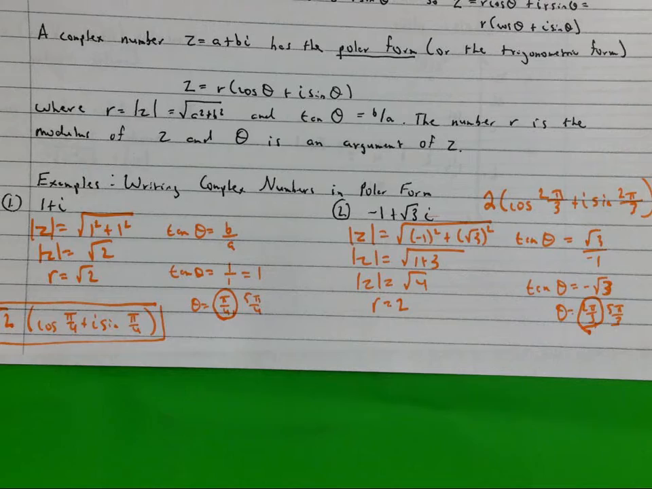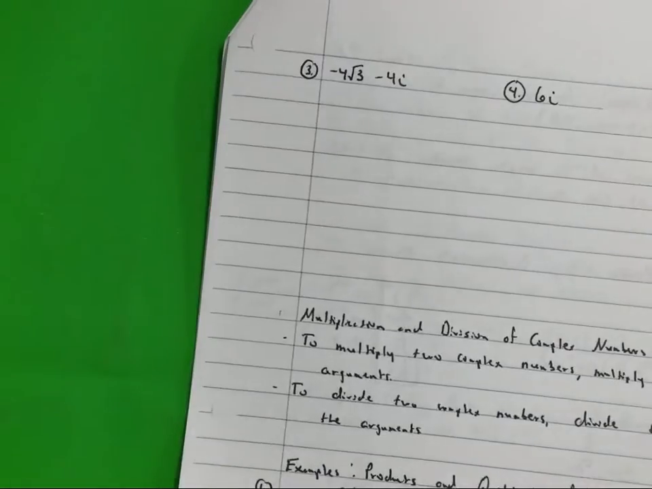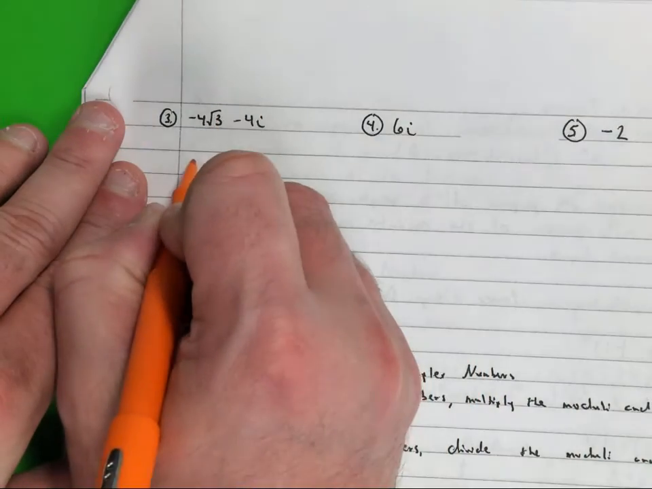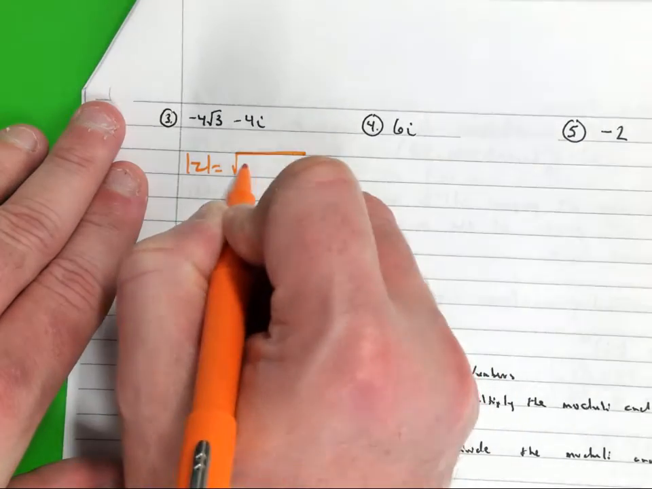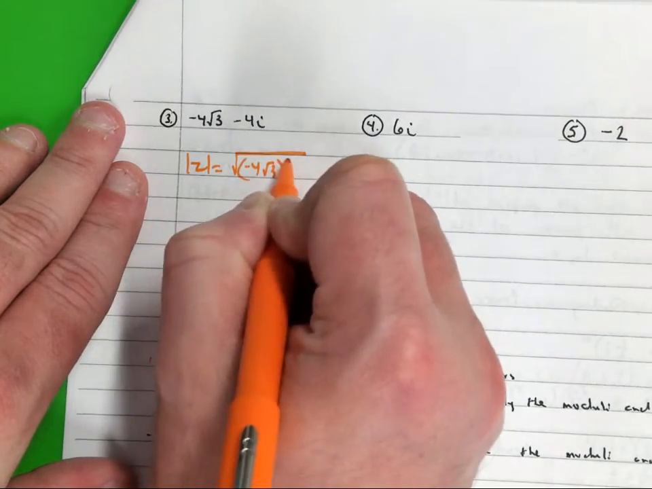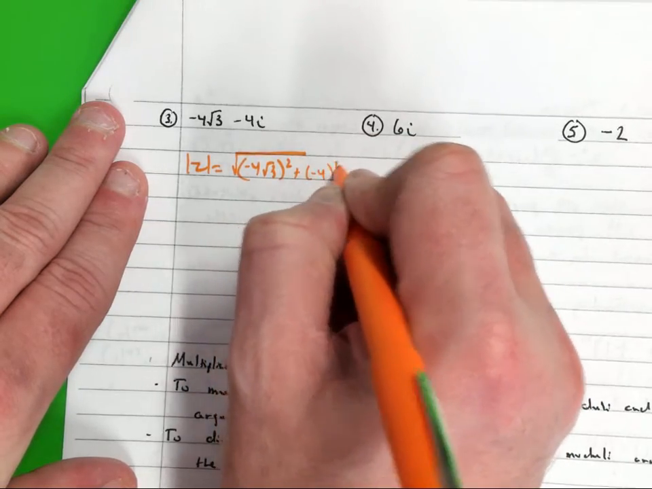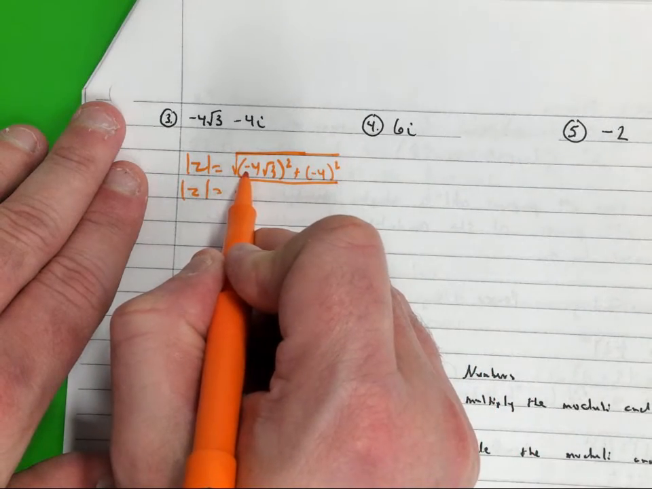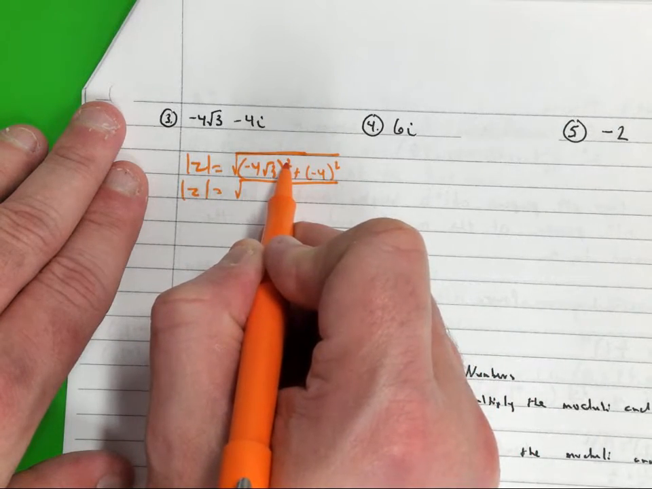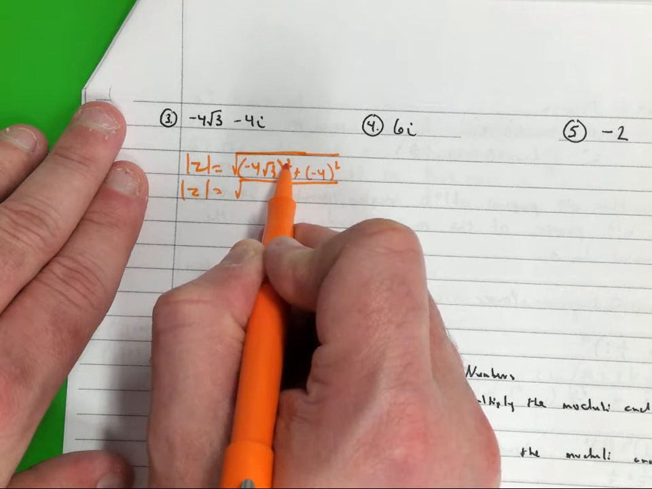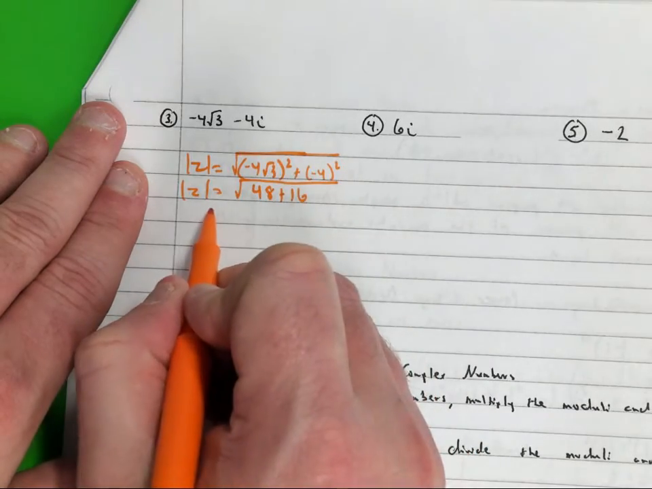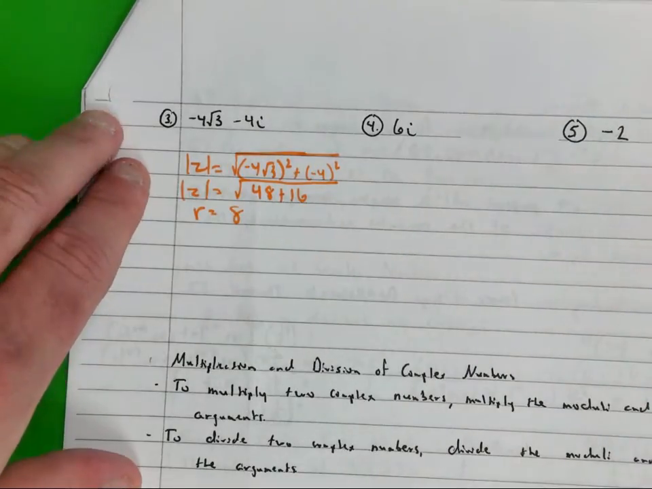Are there any questions so far? Number 3. I'm going to find my modulus. I'm going to square negative 4 square root of 3. Negative 4 squared is 16. What happens to that square root in that square? So that's going to be 48 plus 16, which is 64. So my r is equal to 8. Square root of 64 is 8.